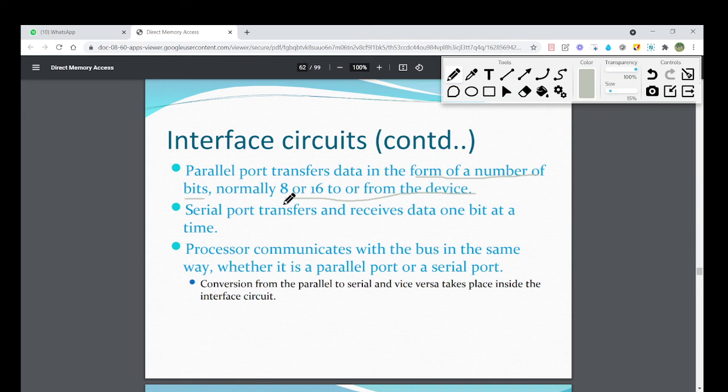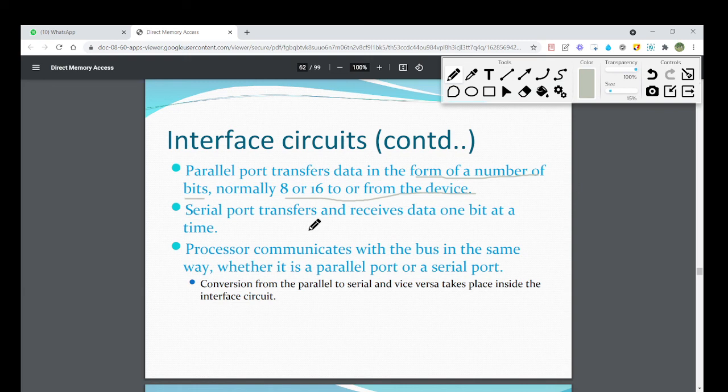Bit means 0 or 1. Whereas it transfers the data as 8 bits or 16 bits, it means it is going to transfer bytes of data together. Whereas a serial port transfers and receives data 1 bit at a time. So if we say the port is serial, it means at a time it is able to transfer or receive only 1 bit of data.